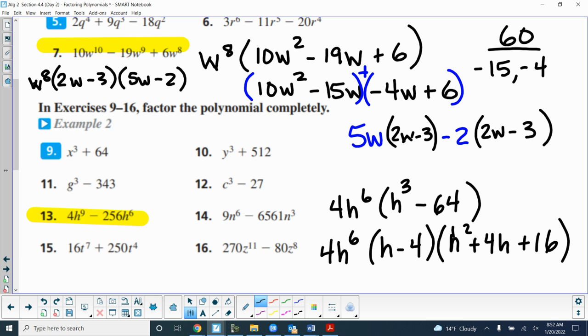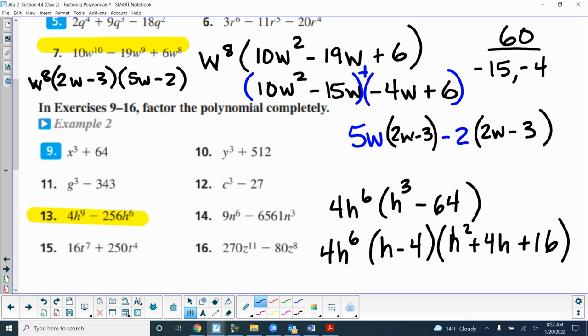You should have gotten a z squared minus 9 after you did your grouping, but that z squared minus 9, remember, is a difference of squares. That's why it broke down to z plus 3 and z minus 3. So if you had the z squared minus 9 part, you just didn't finish. You didn't factor completely.